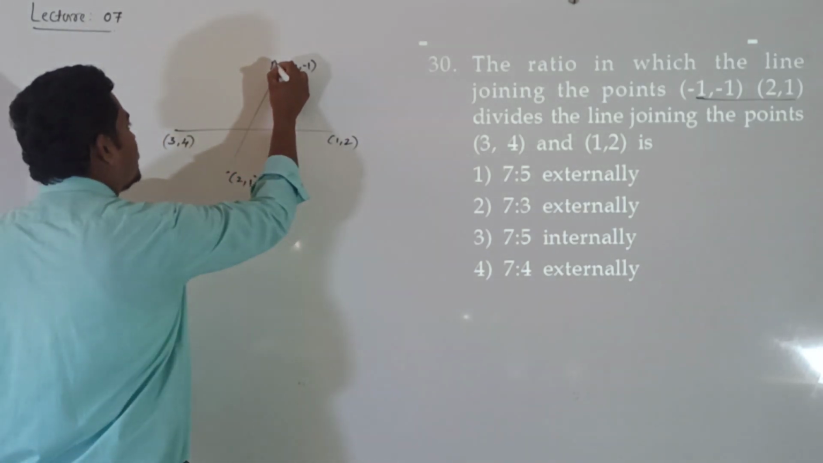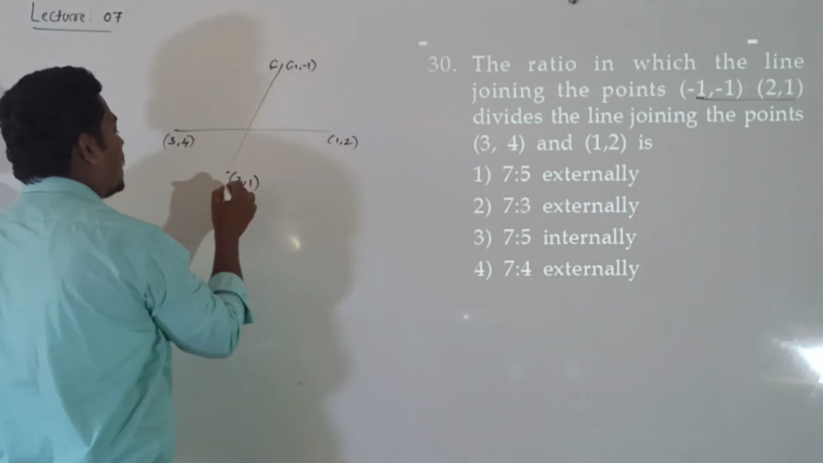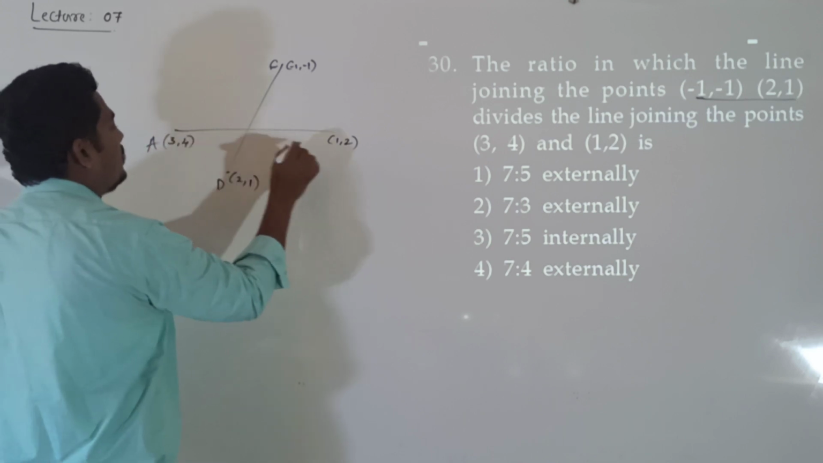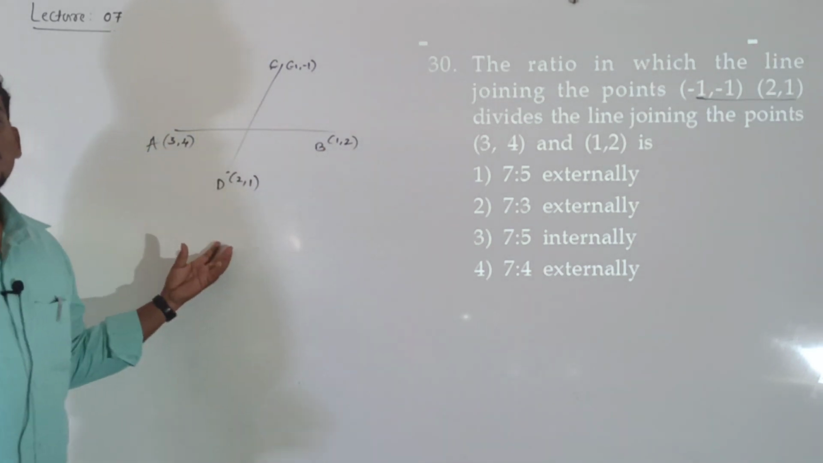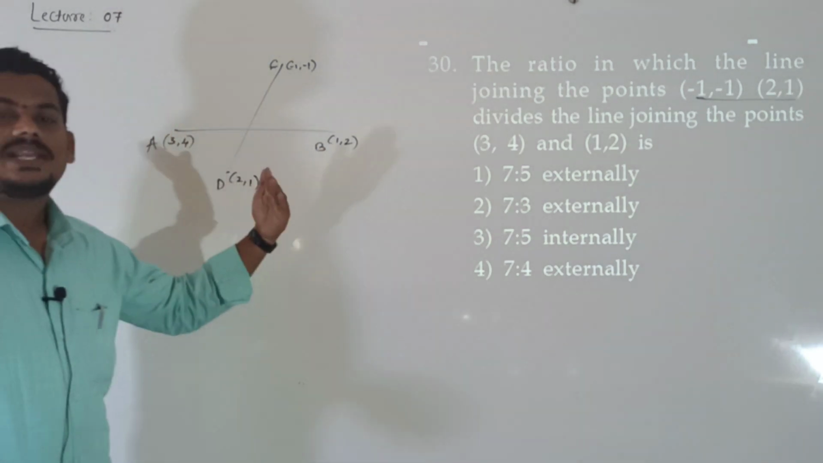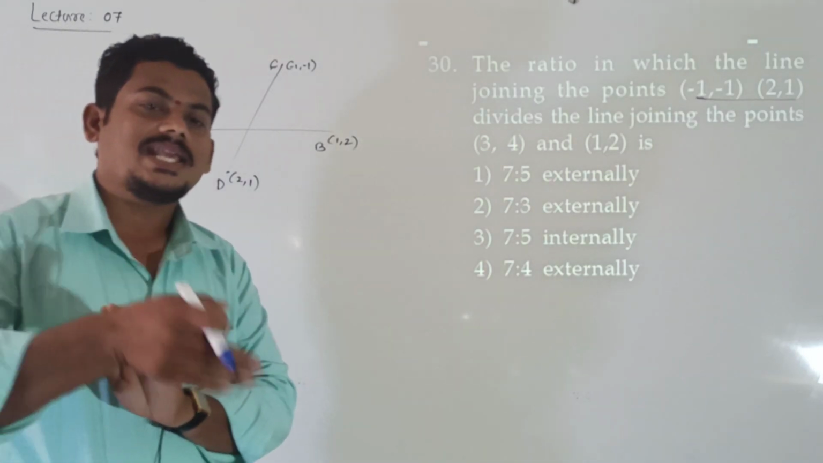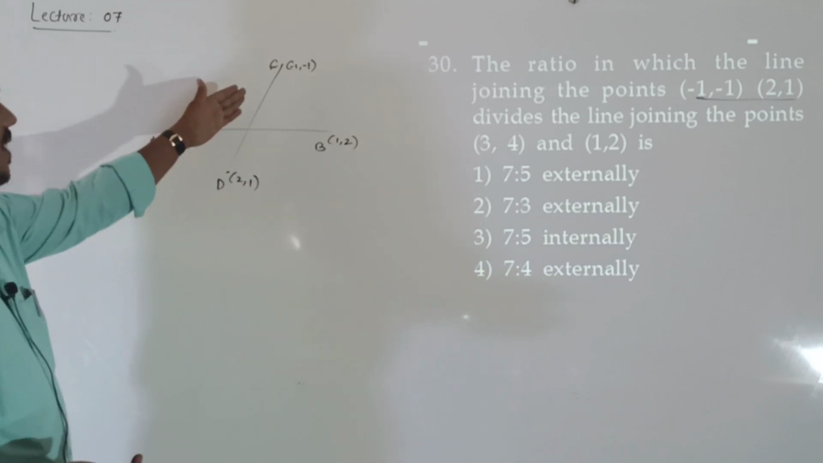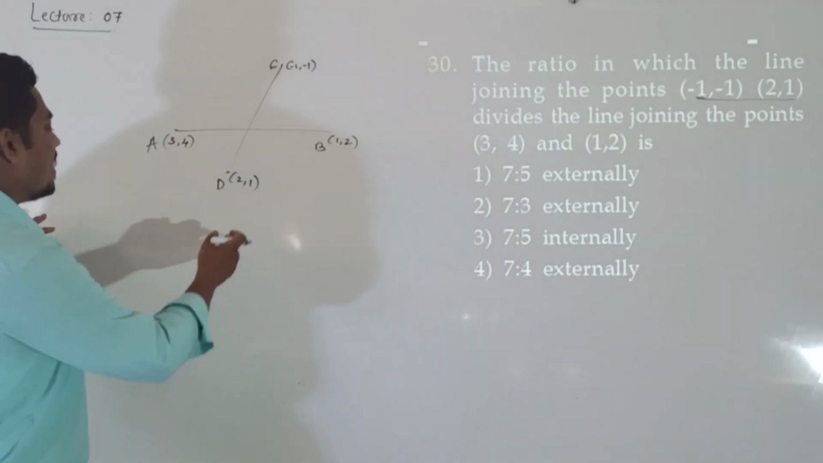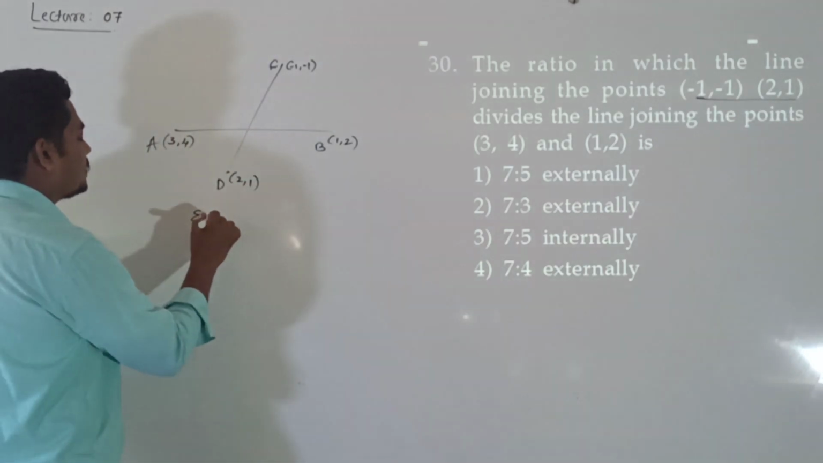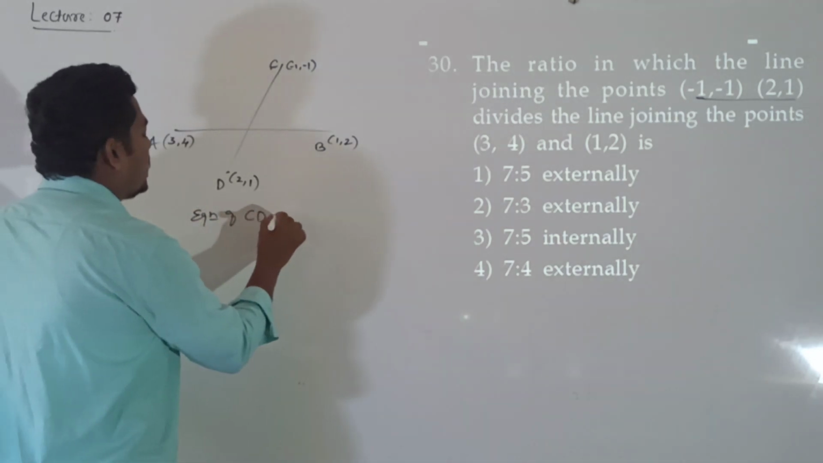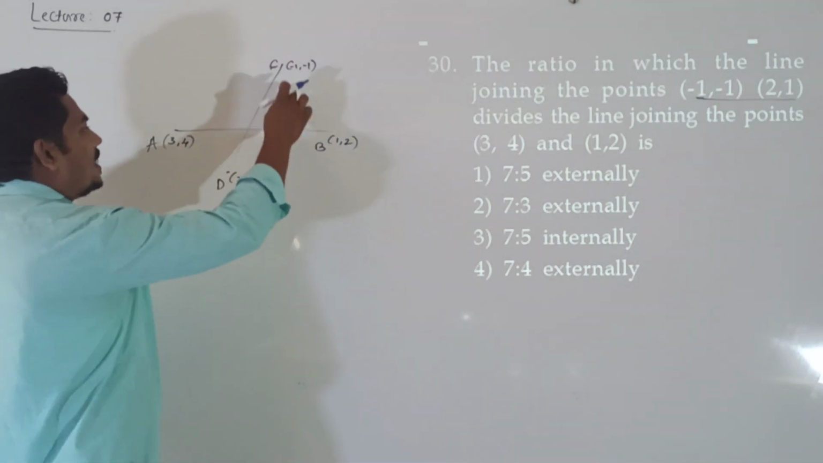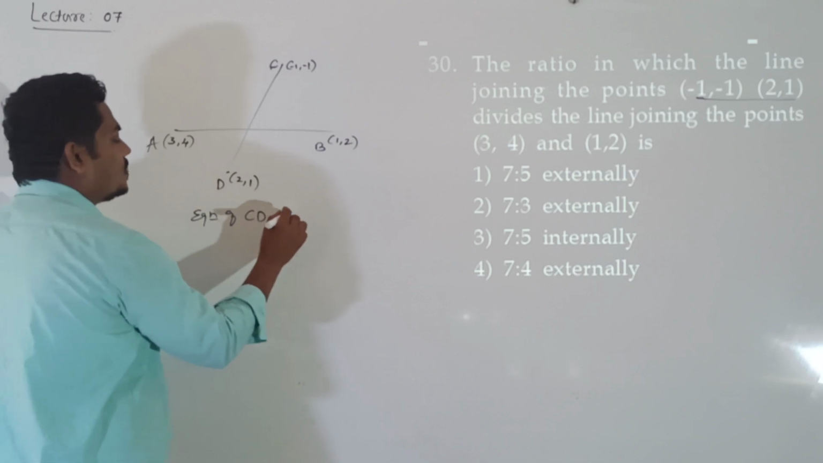Suppose these points are C and D, and A and B. In what ratio does the CD line divide the AB line? For that, just find the equation of CD by using the 2-point formula. CD means it is x1 y1, and it is x2 y2.